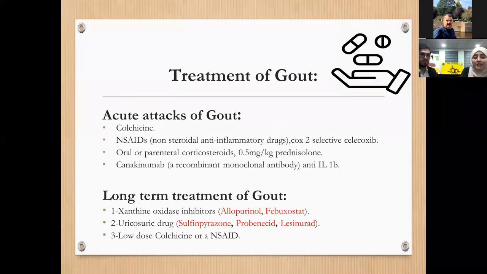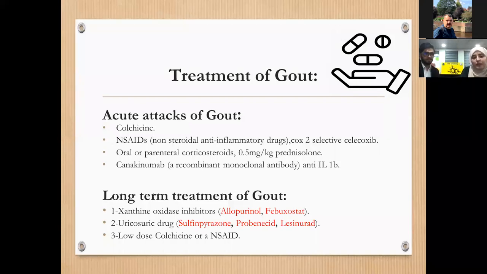Firstly, we have acute attack and we have long-term treatment of gout. What is the difference between acute attack and long-term treatment? In acute attack, there is a condition that causes a sudden rise in uric acid. Maybe the patient is taking a drug that prevents the excretion of uric acid, or maybe there is dehydration. In dehydration, the concentration of salt will increase. This elicits the immune system, like macrophages and neutrophils, and the macrophages will release cytokines that cause the severe inflammation event.